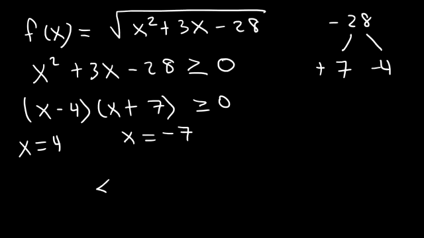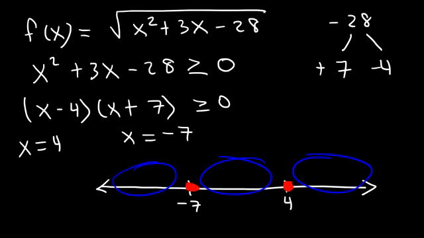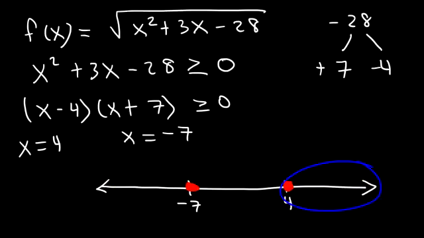Now what I'm going to do is make a number line with these two values. Now negative 7 and 4 are included, so let's put a closed circle. Now for this type of problem, we need to be careful. We need to find out which of these three regions will work. So we need to check the signs. We need to see which one is positive and which one's negative. So let's check this region first.